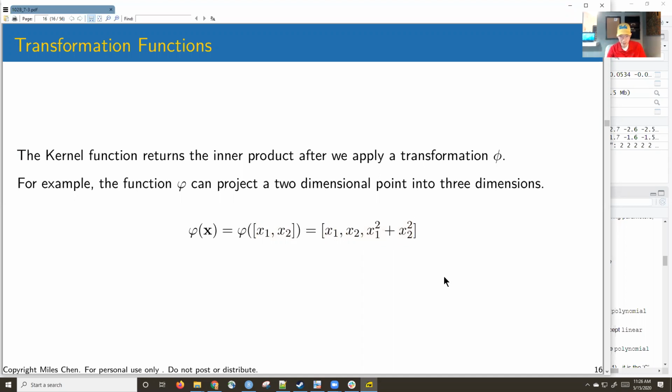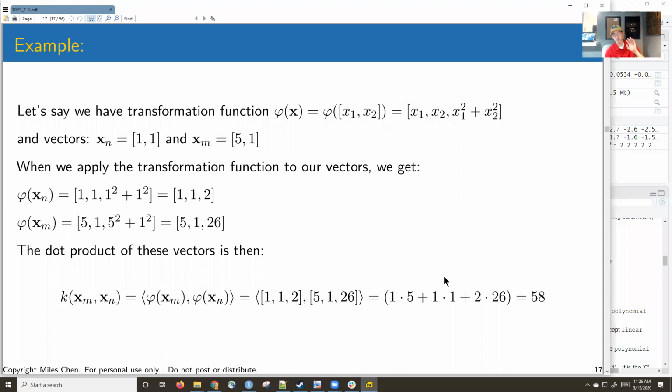Let me show you what happens when you do this to 2 vectors. Let's say I've got vector xn and vector xm. xn is the vector 1, 1. xm is the vector 5, 1. If I apply this onto xn, I get x1, which is 1, x2, which is 1, and then x1 squared plus x2 squared, which is 1 squared plus 1 squared, so I'm going to get the vector 1, 1, 2.